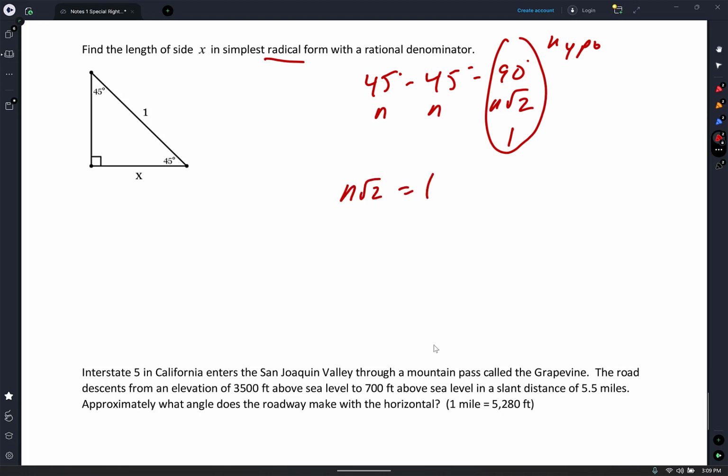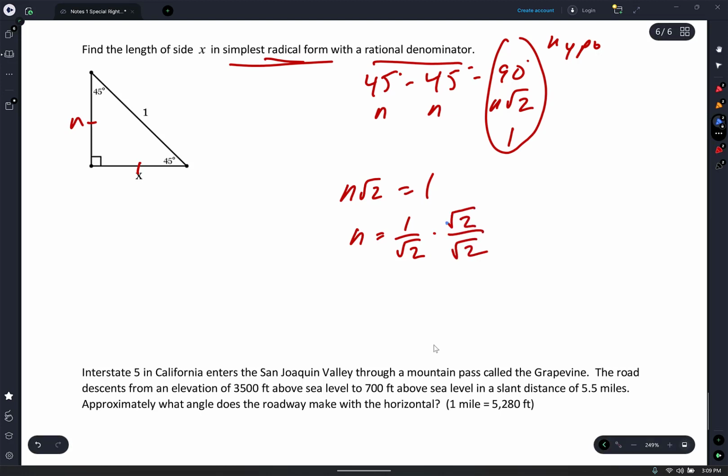You're trying to figure out what n is, right? Because that's one of the legs. So divide by square root of 2. And yes, you could say 1 over square root of 2, but we want to rationalize it because it says rational denominator. So I'm going to multiply this by square root of 2 over square root of 2.